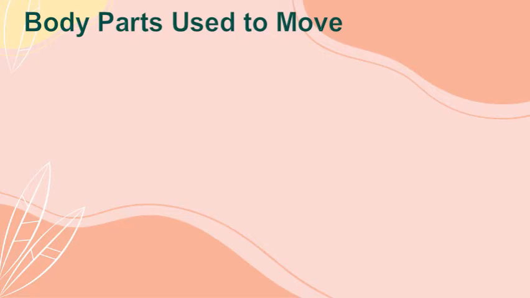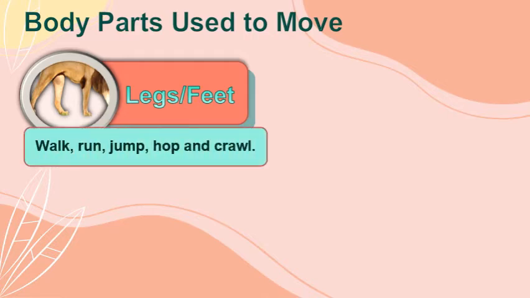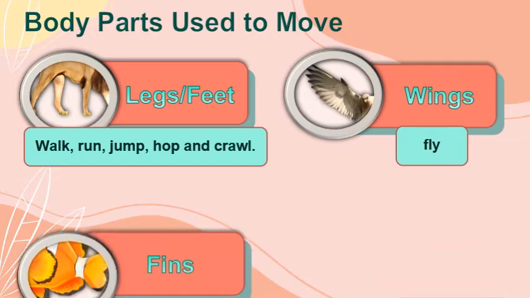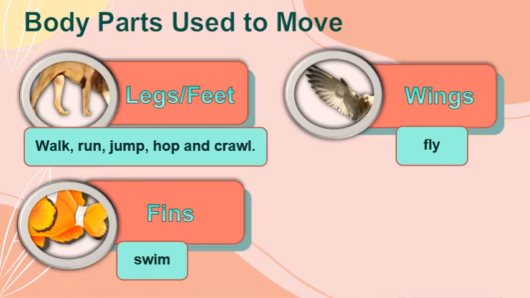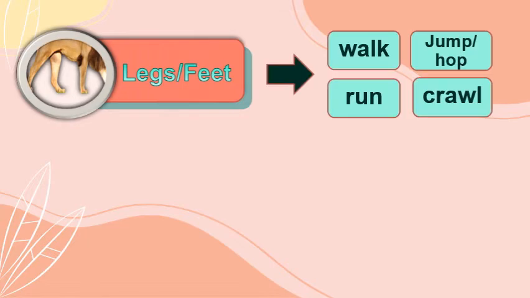For example, we have legs and feet. Legs and feet can run, walk, jump, hop, and crawl. Wings. Wings are for flying. Fins are used for swimming. And muscles slither. There are animals that use legs to move.